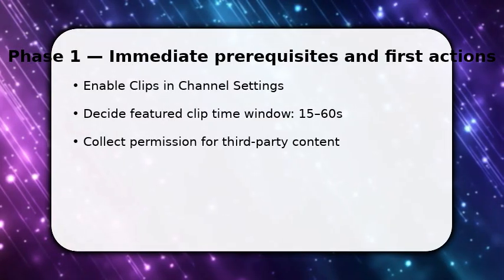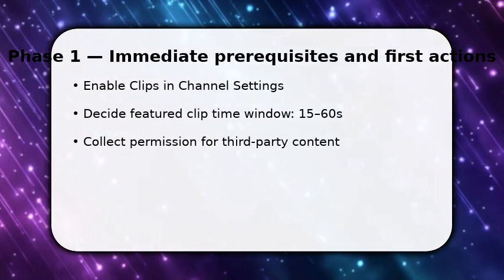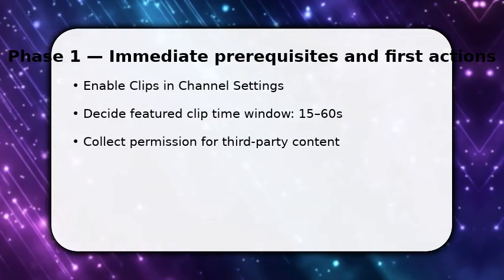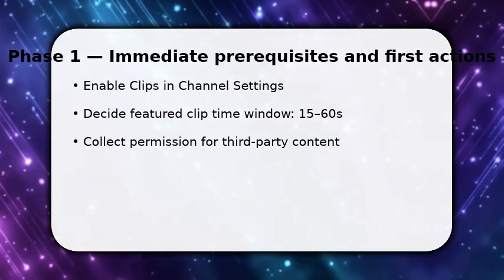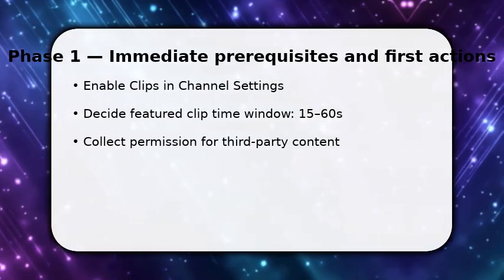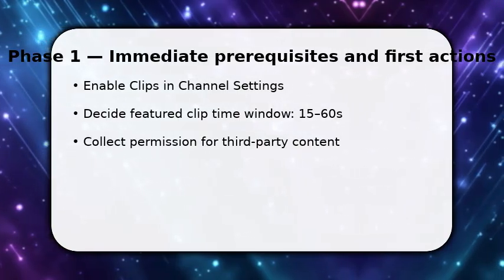You start by confirming prerequisites. Clips enabled, you have broadcaster or editor access, and the footage you want is saved. Once enabled, open your VOD or live archive and mark timestamps where highlights begin and end. This saves time. Make sure to note creator permissions if content includes other streamers.